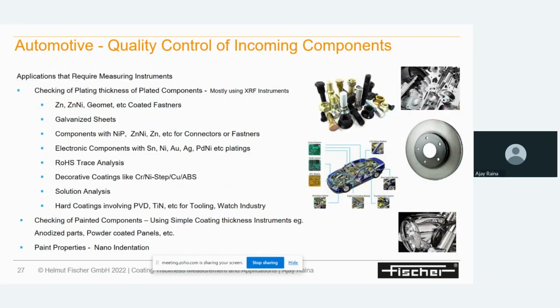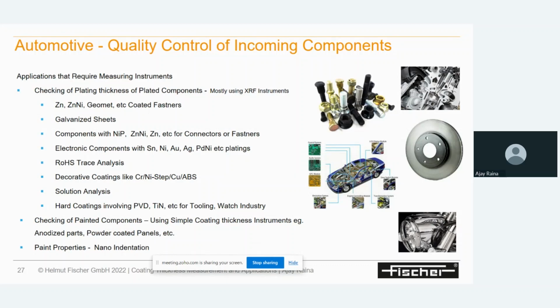Say you want to control your incoming components. You are doing coating of zinc nickel, Geomet coating, or zinc flakes; it can be easily checked with XRF. If you have galvanized sheets, they can be checked with XRF. If you have a nickel phosphorus coating, or nickel zinc and zinc on fasteners, it can be checked with XRF. If you have electronic components with tin coatings, nickel coatings, gold coatings, or gold platinum nickel coating on lead frames, they can be easily checked with XRF. RoHS can be done.